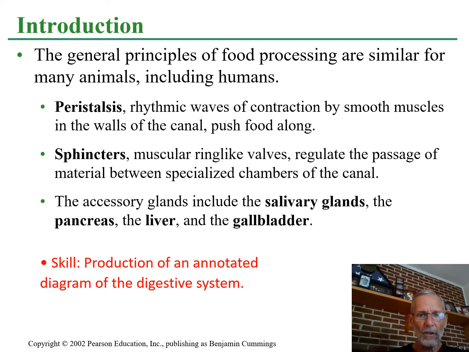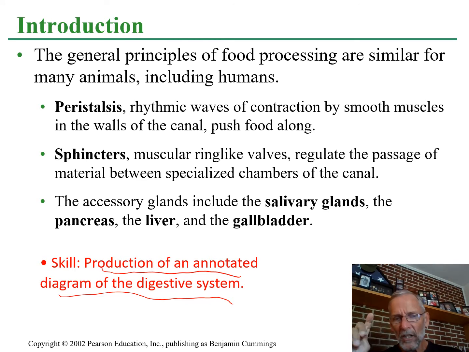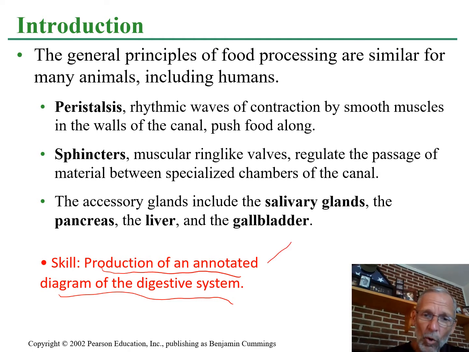So here we have, again in red now, so need to know, production of an annotated diagram of the digestive system. Well, it's quite unlikely that they're going to ask you to draw the digestive system, but when they tell you that they want you to be able to have this skill, that means they're going to give you a blank diagram, quite possibly, I've seen this on several IB tests, quite possibly, and ask you what's ABCD. So here's some parts that you're going to identify.